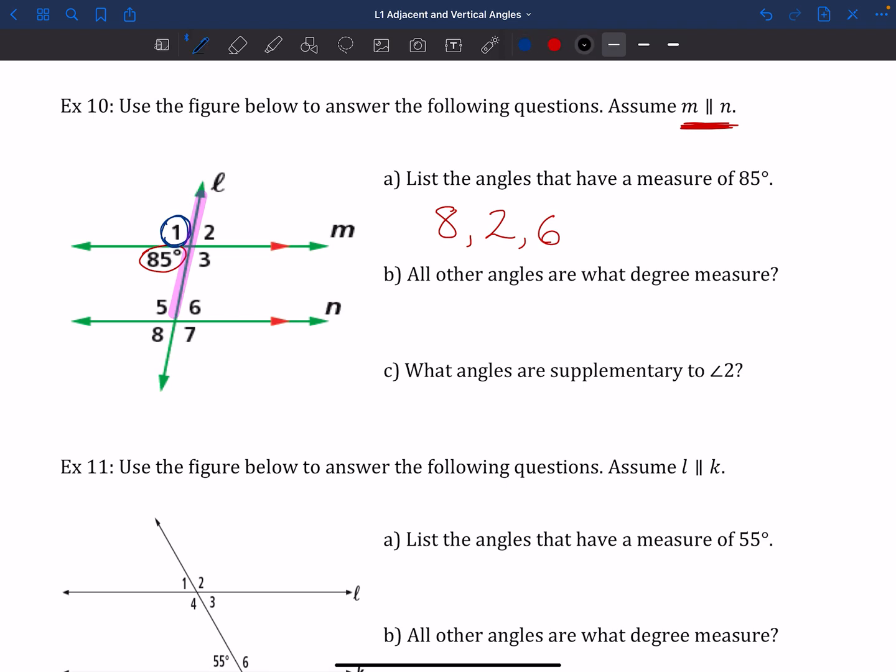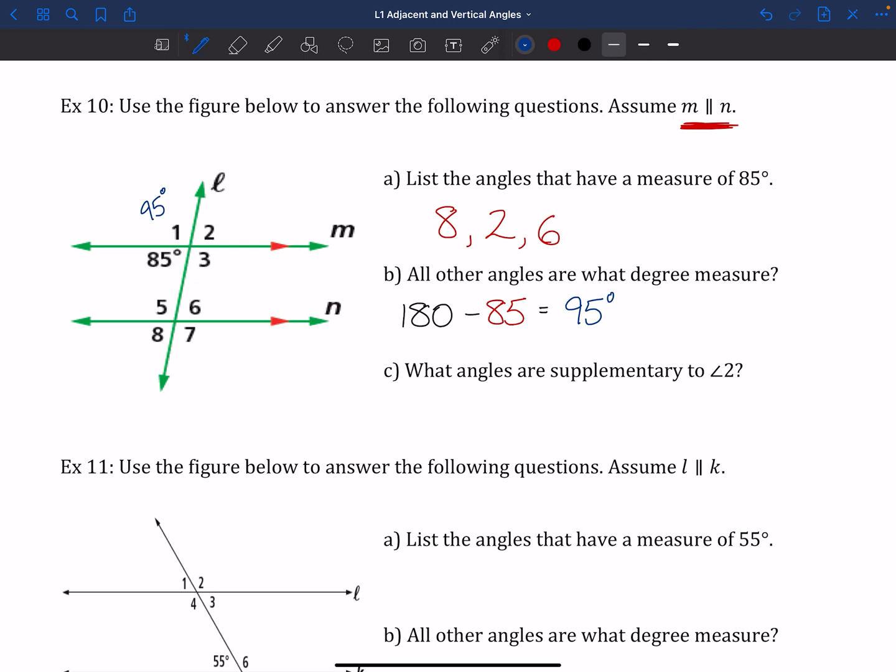If I take a solid 180 and take away the piece I know, which is that 85 degrees, what that leaves me with is the other angle, which in this case is going to be 95 degrees. So we know that angle 1 is 95. We can write that in there.